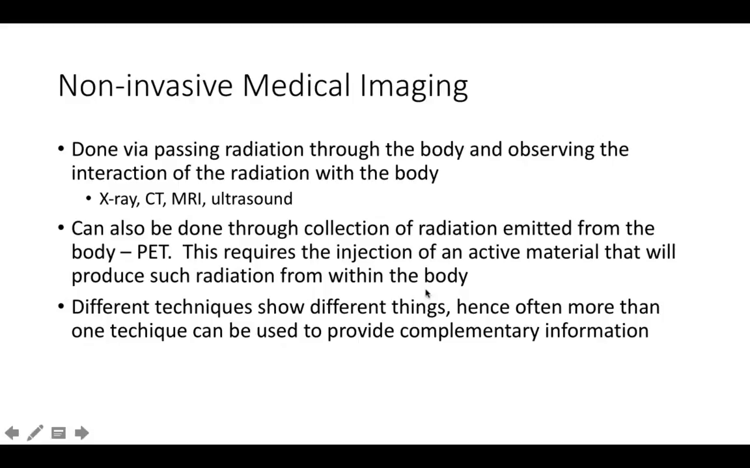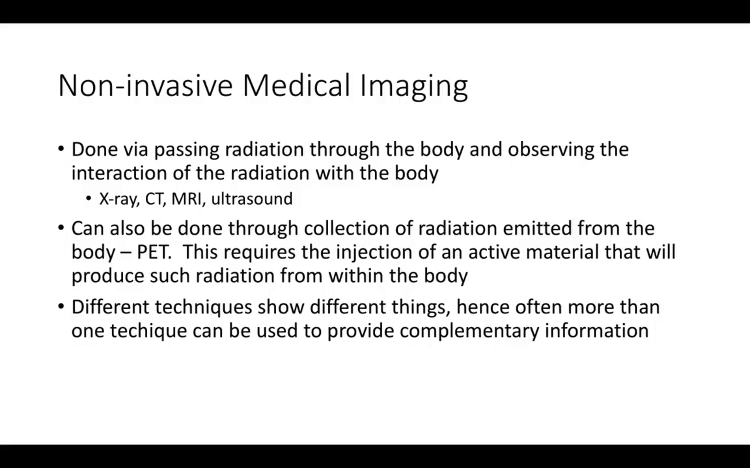So non-invasive medical imaging basically is done by passing some sort of radiation through the body and then observing how that radiation interacts with or reflects from the body. Typical non-invasive medical imaging techniques include X-rays, CT scans, MRIs, and ultrasound. They can also be done by collecting radiation that's emitted from the body, and this is the classic PET scan, positron emission tomography. PET requires that some active, radioactive material be produced and injected into the body.